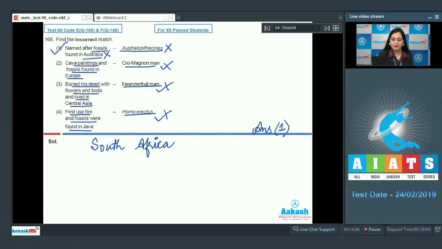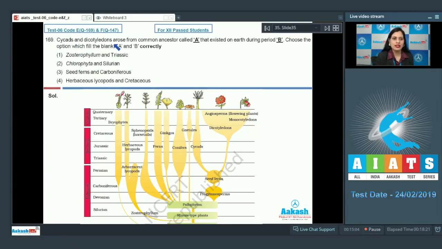Let's discuss our next question. Cycads and dicotyledons arose from a common ancestor called A that existed on Earth during period B. Choose the option which fills the blanks A and B correctly. The options are Zosterophyllum and Triassic, Chlorophyta and Silurian, seed ferns and Carboniferous, herbaceous lycopods and Cretaceous. The correct answer to this question is option number 3, seed ferns and Carboniferous.